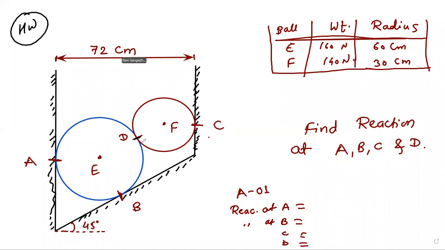Okay. Why is the radius given? To find out the angle, right? To find out the angle.